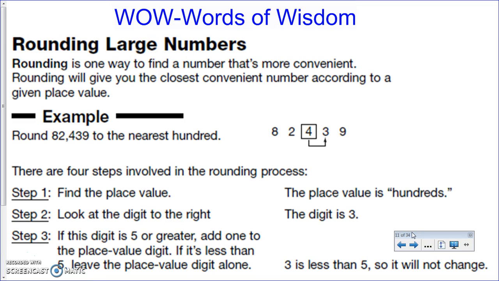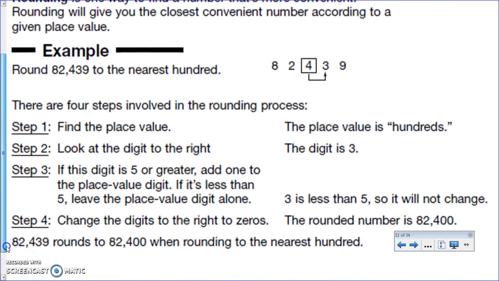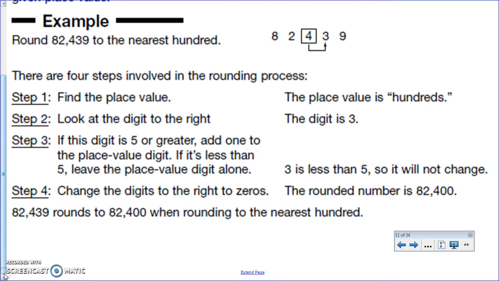There are 4 steps involved in the rounding process. Step 1, find the place value, and the place value we're looking for is hundreds. Step 2, look at the digit to the right. That digit is 3. Step 3, if this digit is 5 or greater, add 1 to the place value digit. If it's less than 5, leave the place value digit alone. 3 is less than 5, so it will not change. Step 4, change the digits to the right to zeros. The rounded number is 82,400. 82,439 rounds to 82,400 when rounding to the nearest hundred.